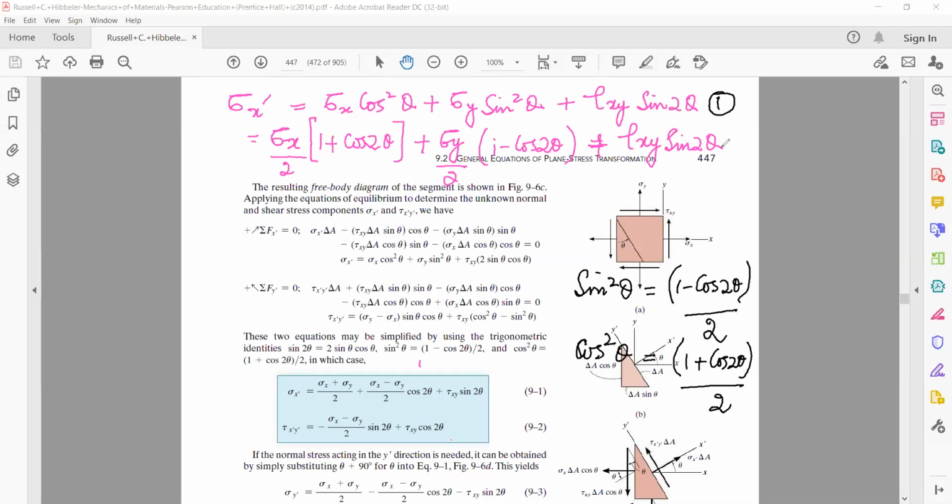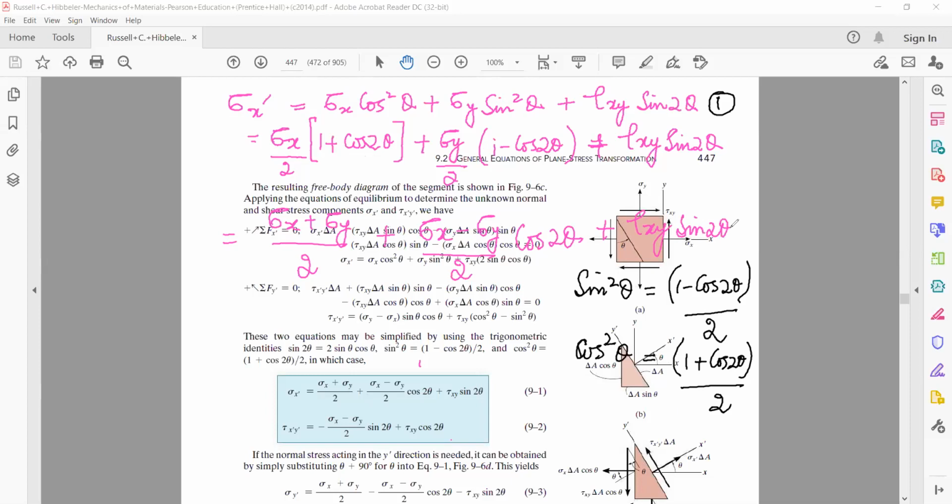So this can further be written as sigma x by 2 plus sigma y by 2. This can be written as sigma x plus sigma y divided by 2. Then we have plus sigma x cos 2 theta minus sigma y cos 2 theta. Can we write this as sigma x minus sigma y divided by 2 cos 2 theta? This will be sigma x cos 2 theta by 2 and minus sigma y cos 2 theta divided by 2. Okay. Plus tau xy sine 2 theta.